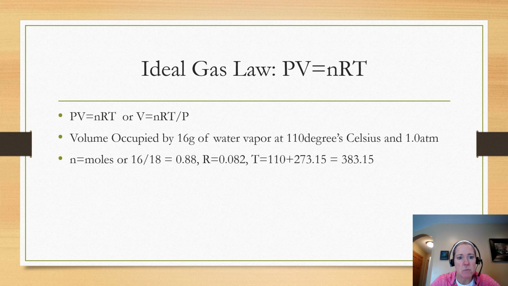For this one, the number of moles, or 16 over 18, equals 0.88. R is 0.082. The temperature is in Kelvin, so 110 plus 273.15 is 383.15. The volume is 0.88 times the 0.082 constant times 383.15 divided by 1, which gives us 27.5 liters. Okay, so if you know how to do basic algebra and move this equation around, you should be able to figure out any ideal gas law problem.